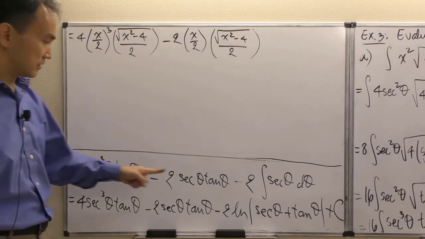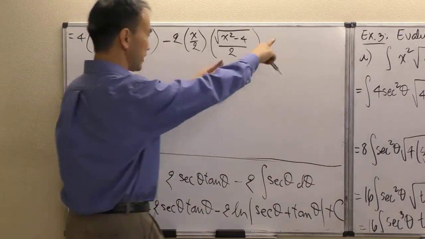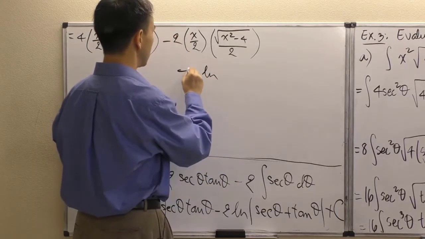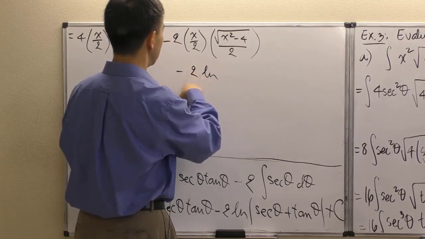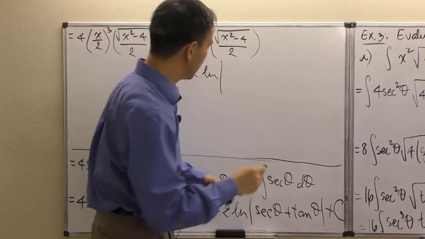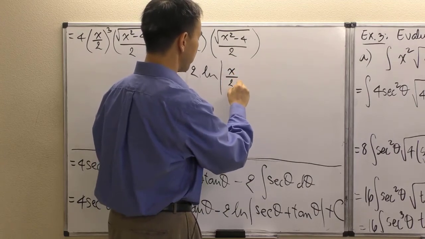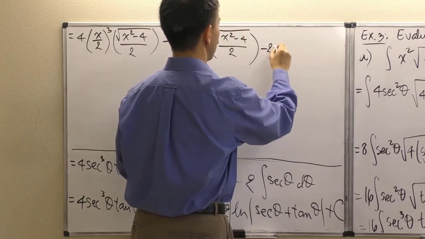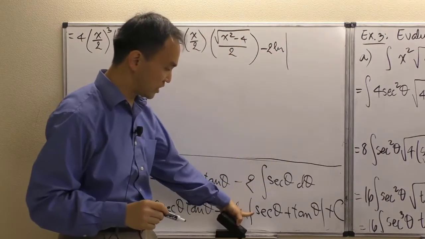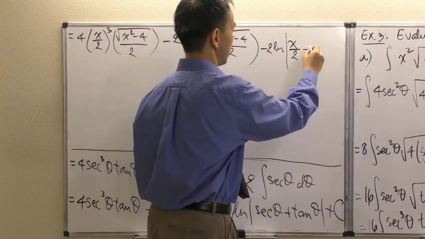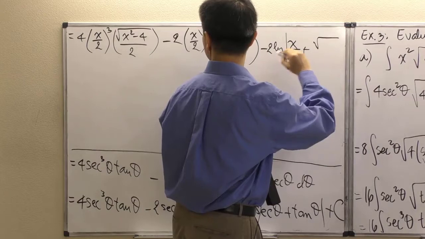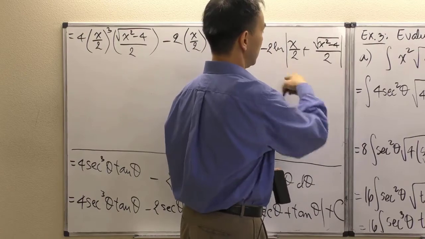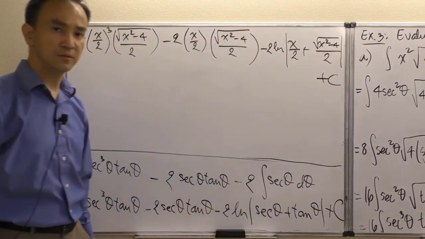And then 2 times that logarithm. I'm running out of space a little bit, but maybe I actually have enough space to write on the same line. So minus 2 times the logarithm, and in absolute value, secant is x over 2, plus tangent, which is the square root of x squared minus 4 over 2. All of that is in absolute value. And then I'm going to need to add c. We need to add c like that.